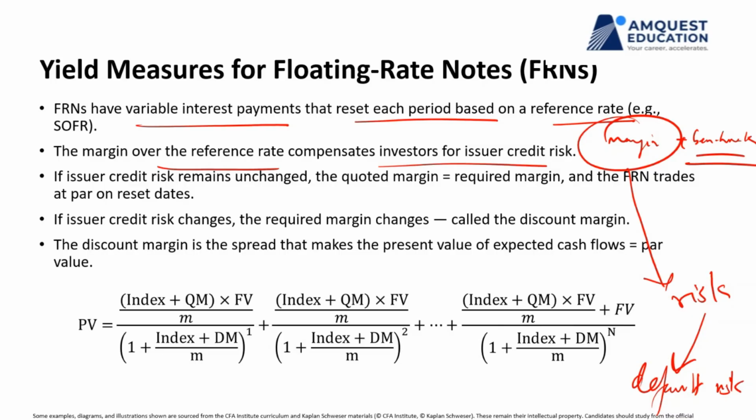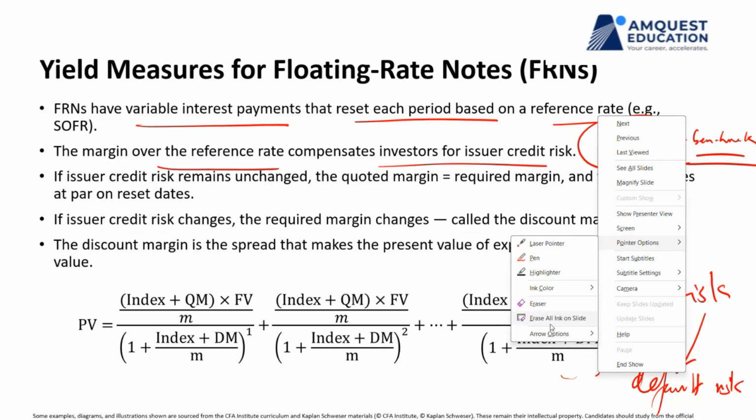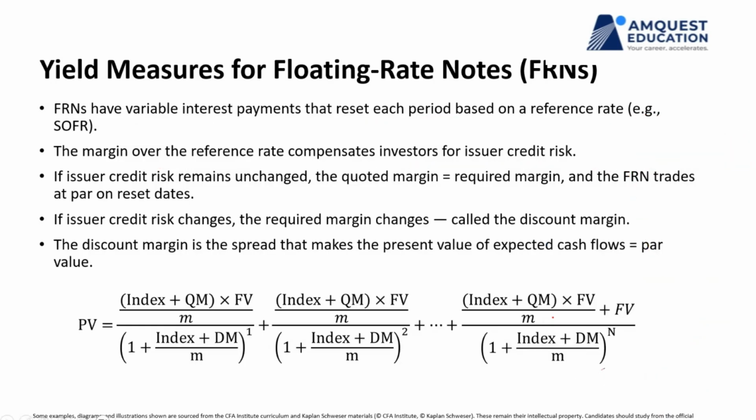So if issuer credit risk remains unchanged, the quoted margin is equal to the required margin and the FRN trades at par on reset date. Important, only on the reset dates. Dates at which coupons will be reset. So they don't reset every day. There will be stipulated dates on which you're going to reset these coupons.